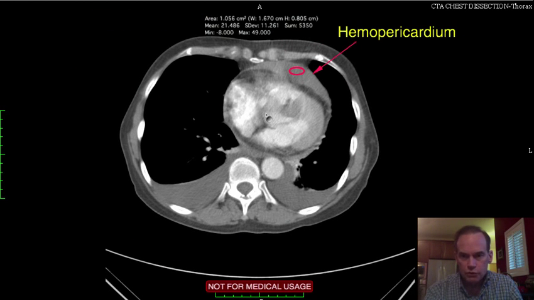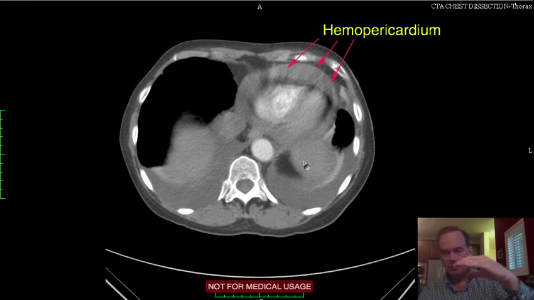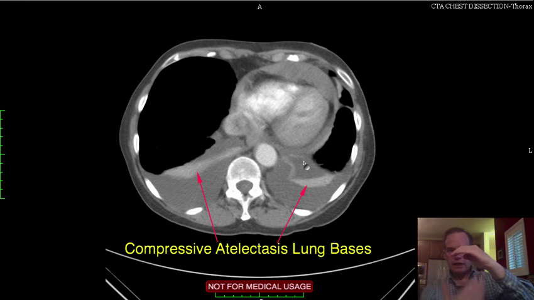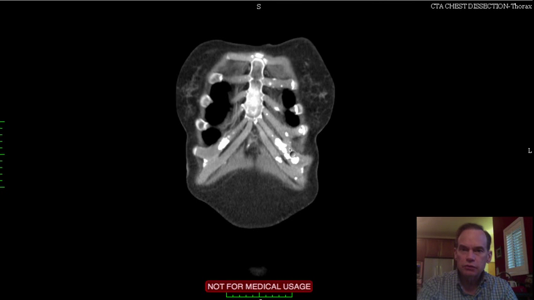Here are the pleural effusions bilaterally with compressive atelectasis, very classic, typical appearance, and you can see that it's the little tiny part of the lung. If this is a lateral view, it's the recess, the posterior pleural recess, where the lung has been compressed by the adjacent fluid. Nice view of the sternum here.